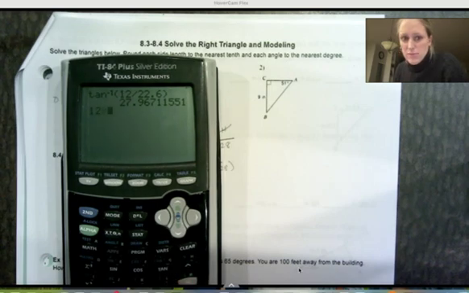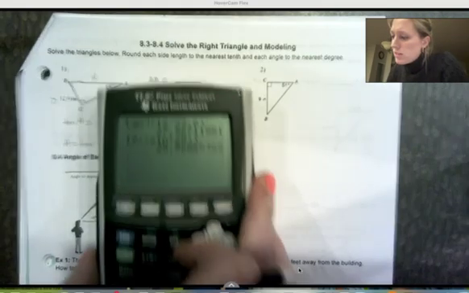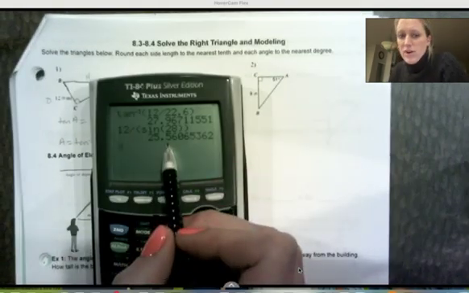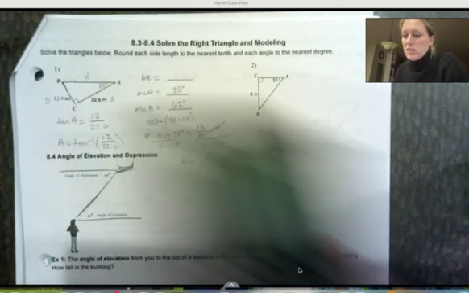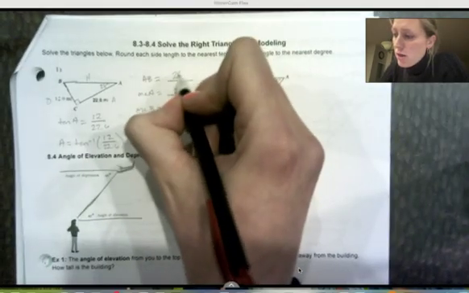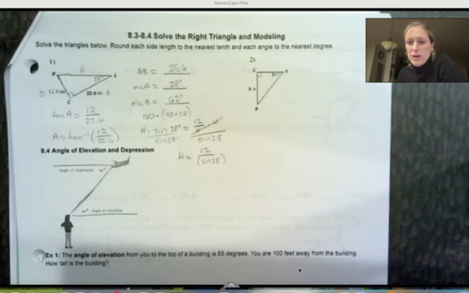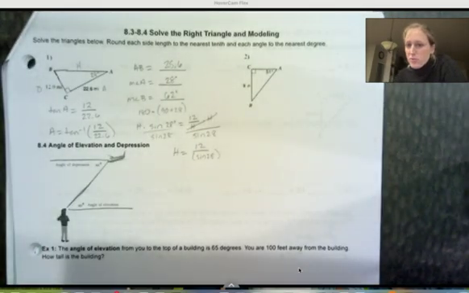Enter that in our calculator: 12 divided by sine 28. And I get 25.5, since we're rounding to the nearest tenth. That 6 bumps the 5 up to a 6, so 25.6. Okay, we're going to do the same thing on this one.